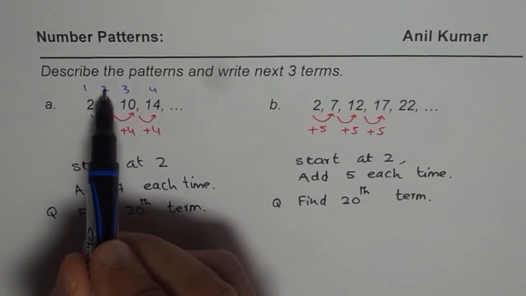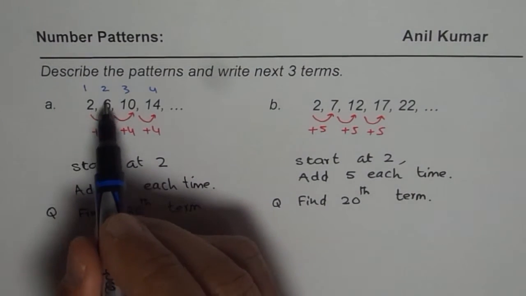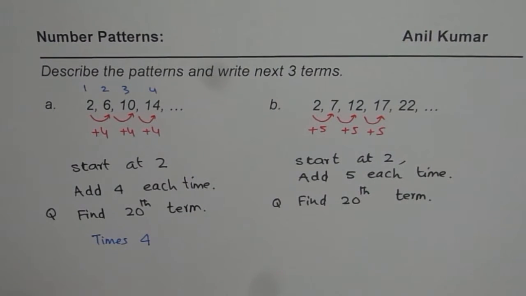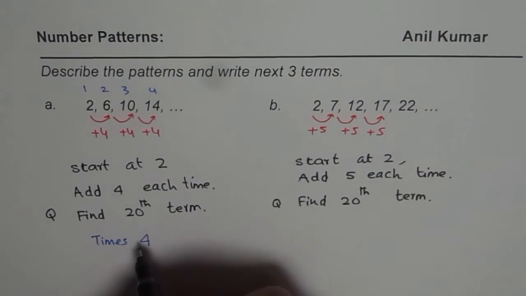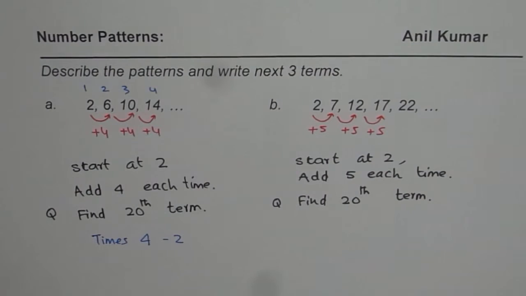Okay, 4 times 2 is how much? 4 times 2 is 8. How do I get 6? Take away 1. Oh, no, take away 2. Oh, okay. So 4 times 2 is 8. Take away 2 gives me 6. So take away 2. That could be a rule, correct?